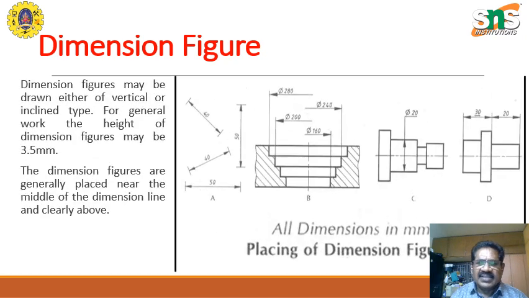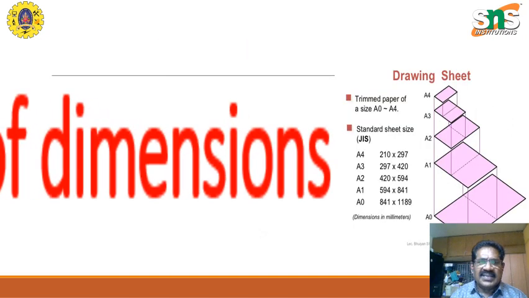The dimension figures, if it is symmetrical, we can write like this. From the center line we can pull out. Symmetrical steps are being given here. Okay, so whatever is given here is diameter 160, diameter 200, diameter 240, etc., like that. So this is another way of dimensioning.